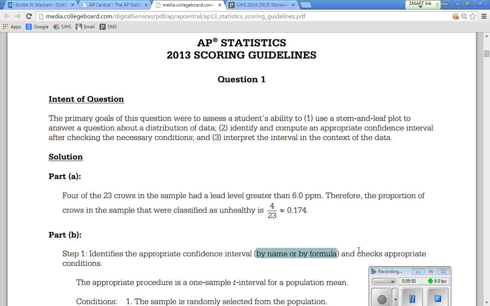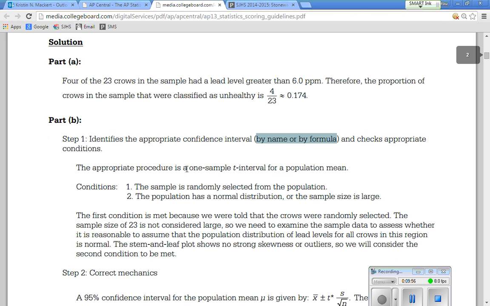All right, so I got to scroll down from my computer because it doesn't like me doing it from up there. It is a one sample t interval because we are talking about means. I think I said z earlier. I apologize. We are talking about means.